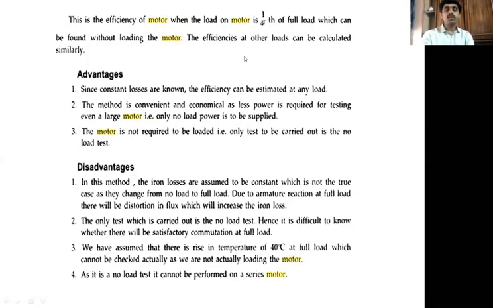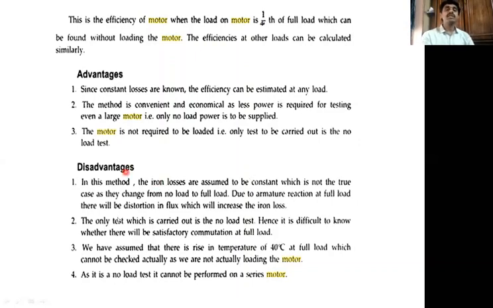Let us see what are the advantages and disadvantages of this Swinburne's test. Since constant losses are known, efficiency can be estimated at any load. The method is convenient and economical as less power is required for testing even a large motor. That is, only no load power is to be supplied because we are not actually loading the motor. The motor is not required to be loaded. That is, the only test to be carried out is the no load test.